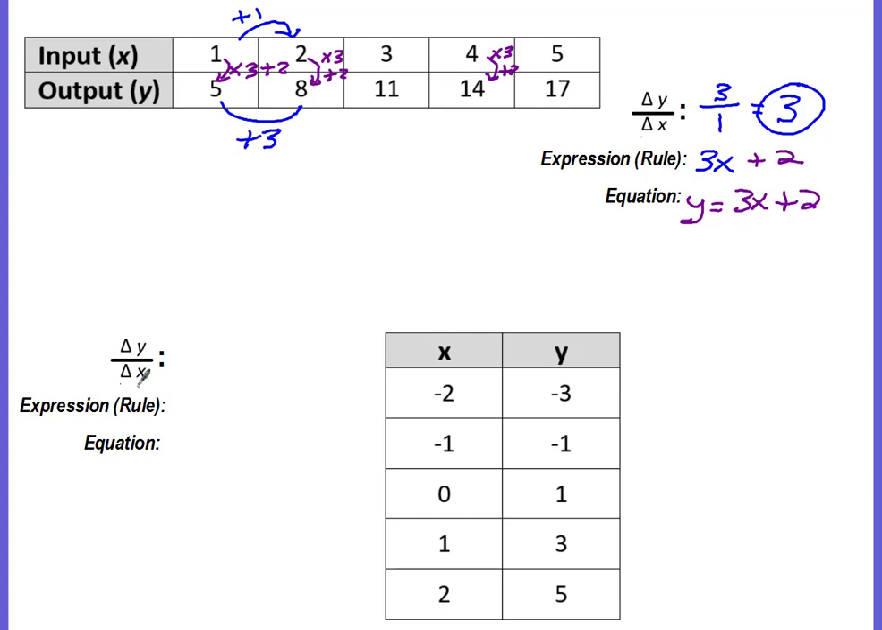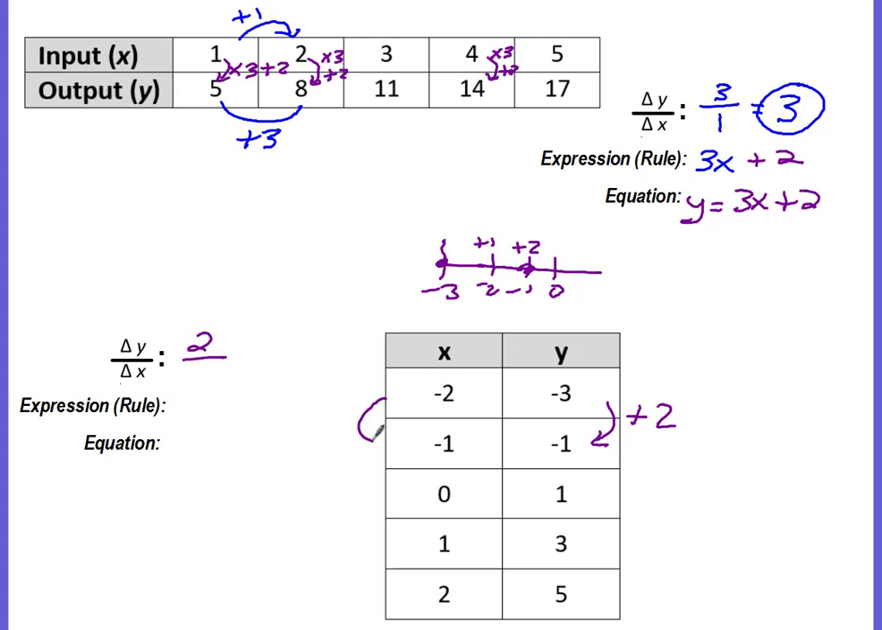All right, first thing you need to do is find the rate of change, the change in y over the change in x. So my change in y, I'm going to go from -3 to -1. It's increasing, right? So I know I'm going to be adding. How much is it increasing by? Well, it's increasing by 2. If you need to, pull out the number line. Here's your -3. You want to go from -3 to -1. So we're adding 1 and we're adding 2. So we're increasing by 2. So the change in y is a positive 2.